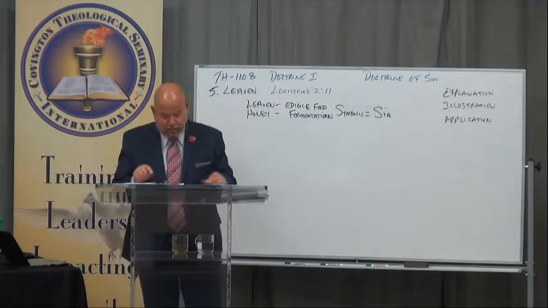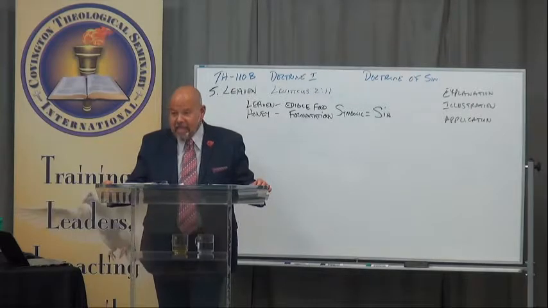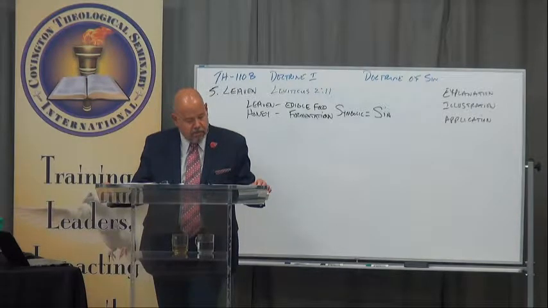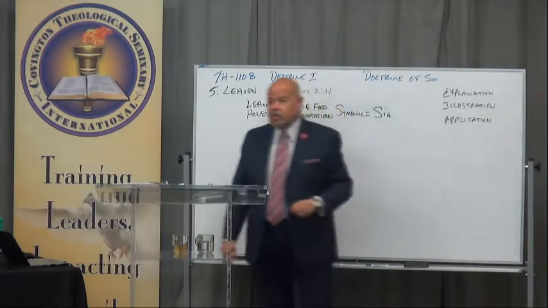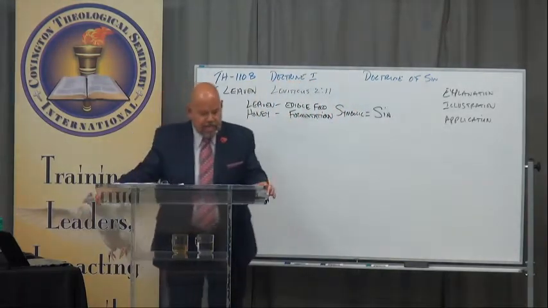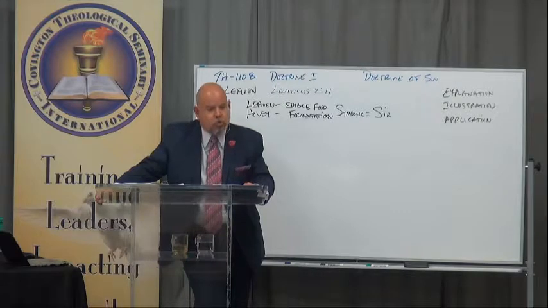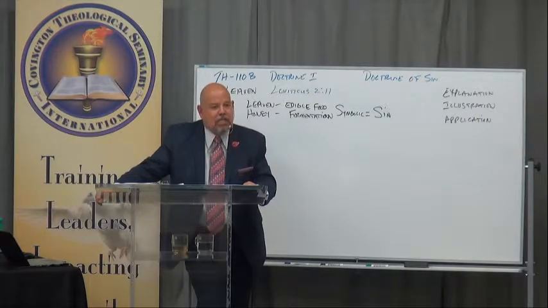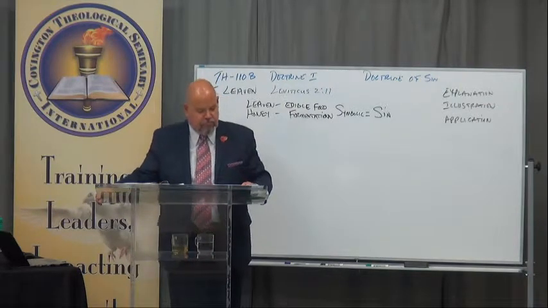So when we get to this concept here of leaven, that's what it represented. That's why it had to be unleavened, not leavened. So let's go into the explanation. Leaven is used throughout all of the Old Testament to represent sin. That's how leaven is used in the Old Testament. It is to represent sin, probably because of its degenerative influence.